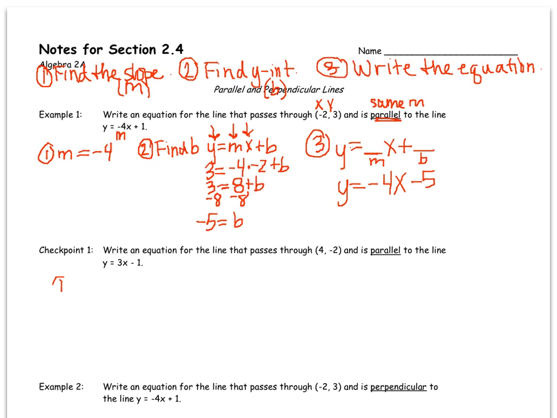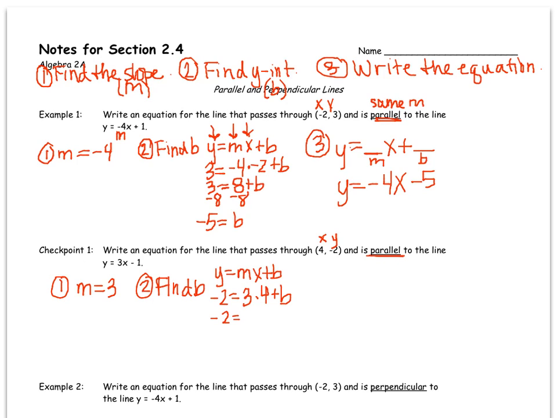Okay, you should have done this. Number 1, it says they're parallel, they have the same slope, so m equals 3. Number 2, that's our find b, and we're going to substitute in to y equals mx plus b. So I found my slope, here's my x and my y, so y is -2 equals 3 times x is 4 plus b, so -2 equals 12 plus b. Subtract 12 from both sides, and b equals -14. So third step is to write the equation. So y equals m is 3x, and then plus negative 14 or just minus 14.